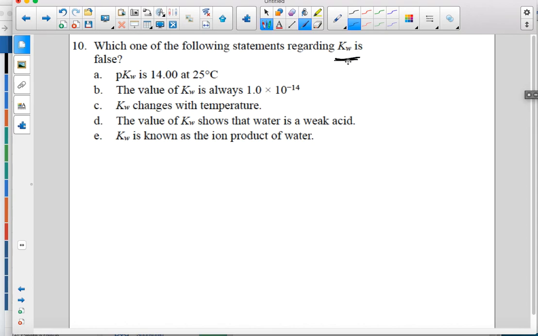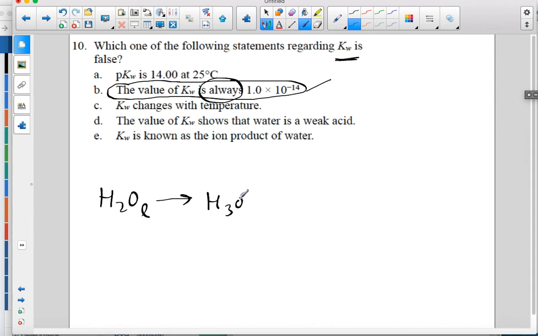Which of the statements regarding Kw is false? Well, the value of Kw is not always 1.0 times 10 to the negative 14th. See the "always" there? It changes. Because think about this. Water breaks apart, autoionization, into H3O+ and OH-.